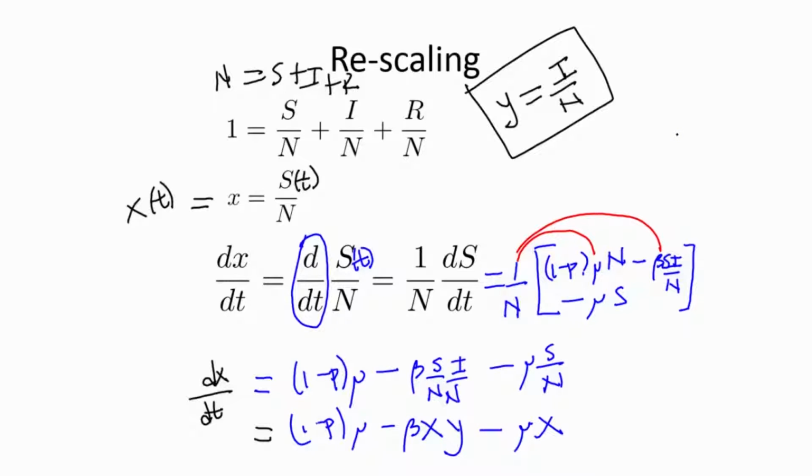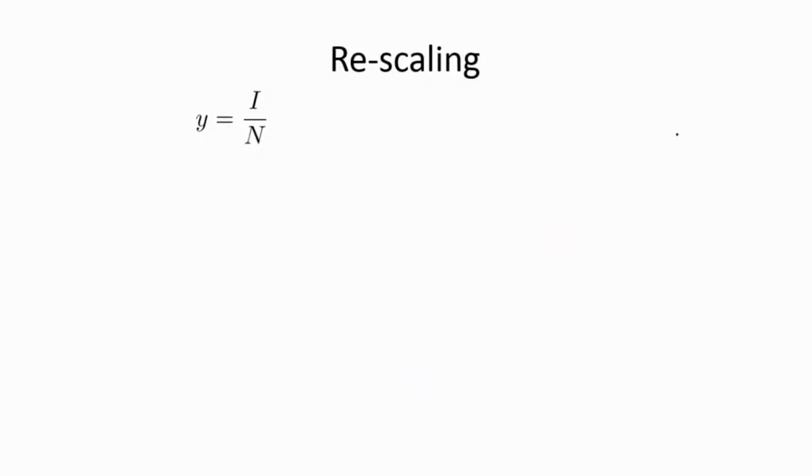So what we are saying is that the derivative of x with respect to t is now written as 1 minus p times mu minus beta times x times y minus mu x. Okay? So this is what we were assuming before, right? So now let's assume that y is I divided by n. That means that when we compute the derivative of y with respect to t, we're multiplying the derivative of I times the constant 1 over n.